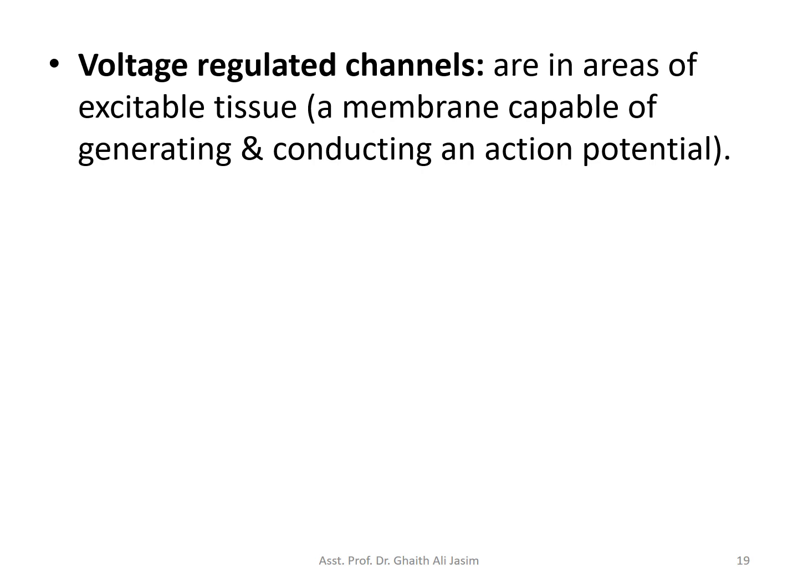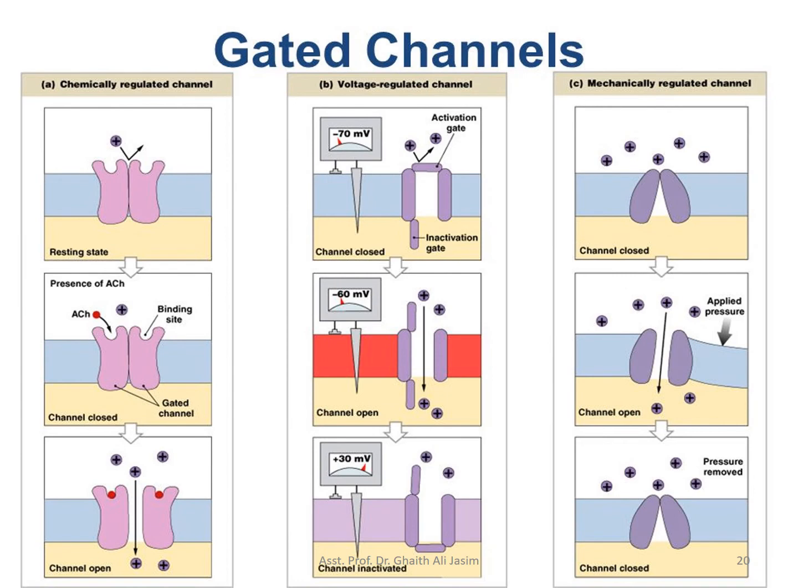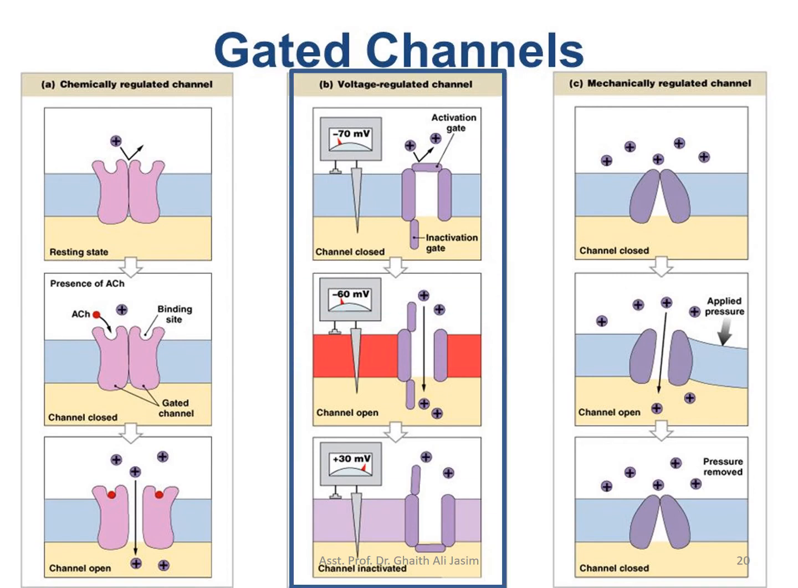The second is the voltage regulated channels, which are in areas of excitable tissue, a membrane capable of generation and conduction of the action potential. Voltage regulated channels open and close in response to change in the transmembrane potential. For example, the opening of voltage regulated sodium channels is the key step in the generation of an action potential. In the middle here is the illustration for the voltage regulated channel. At a transmembrane potential of -70, the channel is closed but capable of opening. At a transmembrane potential of -60, the channels are open, activated, and at a transmembrane potential of +30, the channels are closed and incapable of opening.